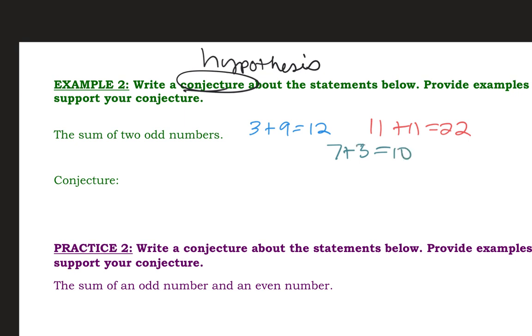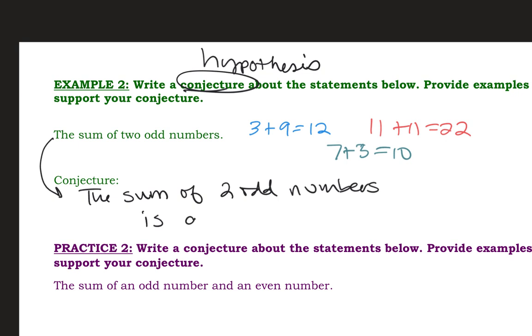All right, and this was from the warm-up we had looked at, right? So what do you notice about the outcome here? They're all even. So you're going to start off with this. You're going to say the sum of two odd numbers is always even.